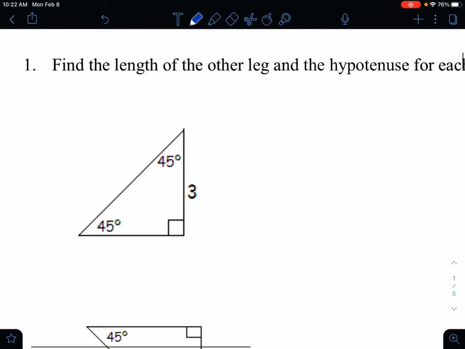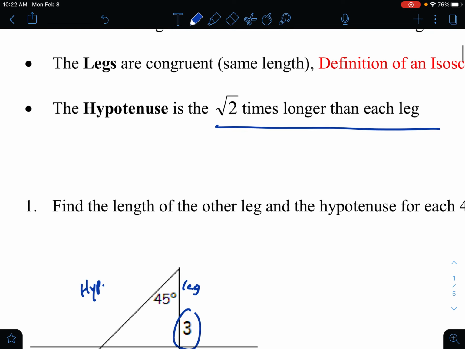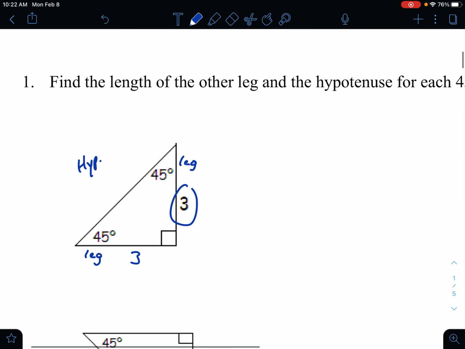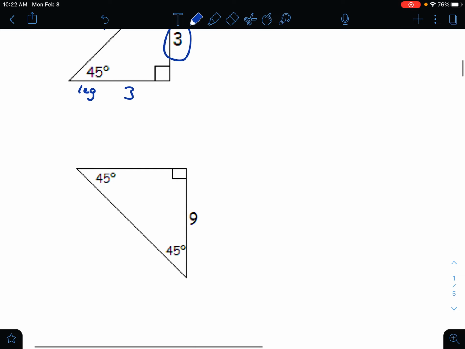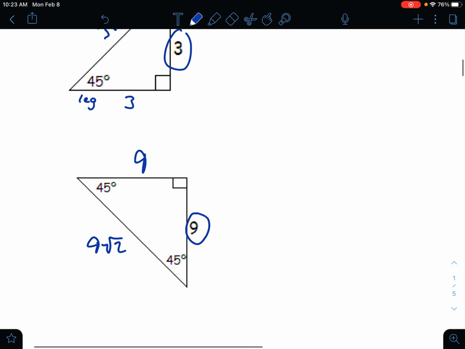So for example here, if we have a leg that's 3, the other leg, these are both legs, is going to be 3 as well. The hypotenuse, remember, is always going to be square root 2 times longer. So if this was 3, then that would be 3 square root 2. Again, if we have a leg that's 9, the other leg is going to be 9 as well. The hypotenuse is going to be square root 2 times longer. And that's always the case with our 45, 45, 90 triangles.